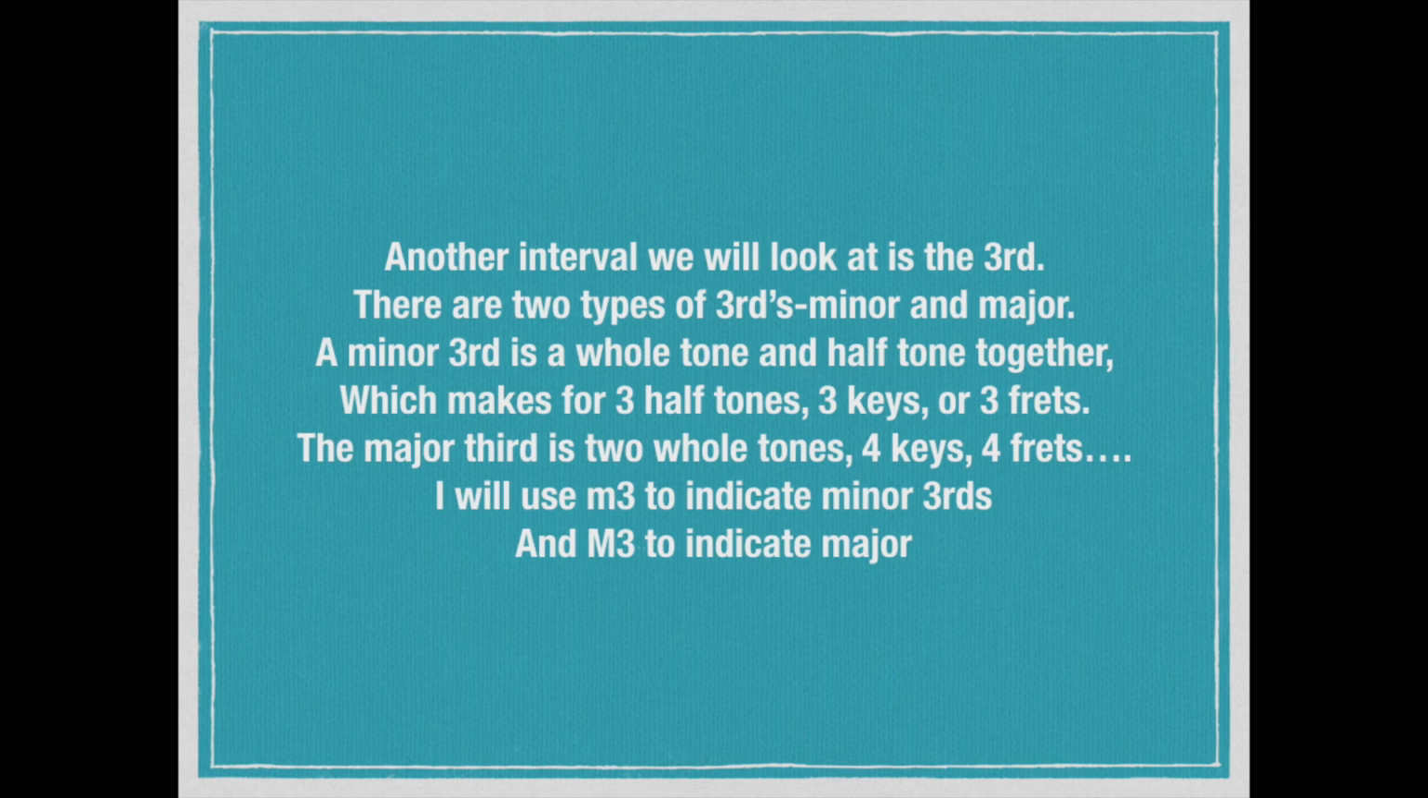A minor third is a whole tone and a half tone together, which, a whole tone being 2 plus 1, makes for 3 half tones, which means 3 keys or 3 frets. The major third is 2 whole tones, which is 4 keys or 4 frets. I will use lowercase m3 to indicate minor thirds, and a major is uppercase M3.